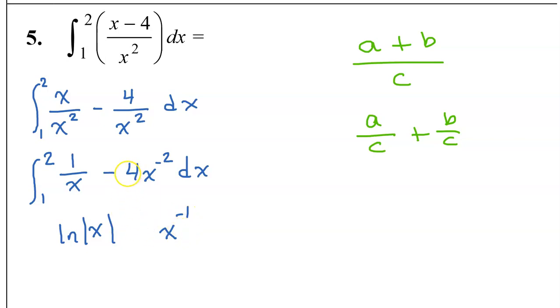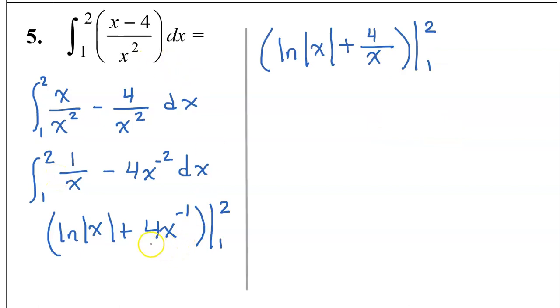Dividing by negative 1 will change this negative 4 to a positive 4. And then we will have the plus c. Well, no, this is a definite integral, so we won't do that. Instead, we will put a vertical line and apply the limits of integration.